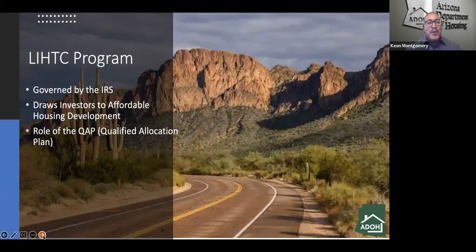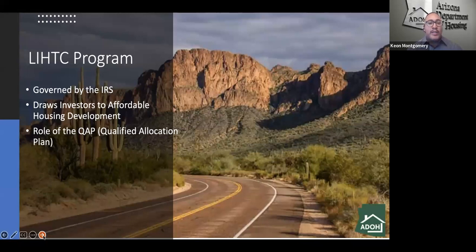There we go. The Low Income Housing Tax Credit Program was established in 1986 as a part of the Tax Credit Reform Act. The program is governed by the IRS, and the purpose of the program is to draw investors to the affordable housing industry by providing a dollar-for-dollar tax credit subsidy.